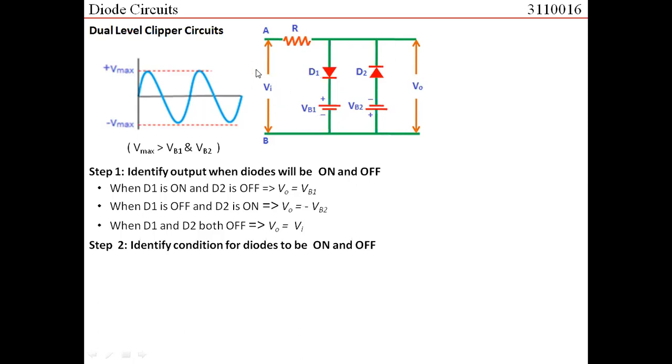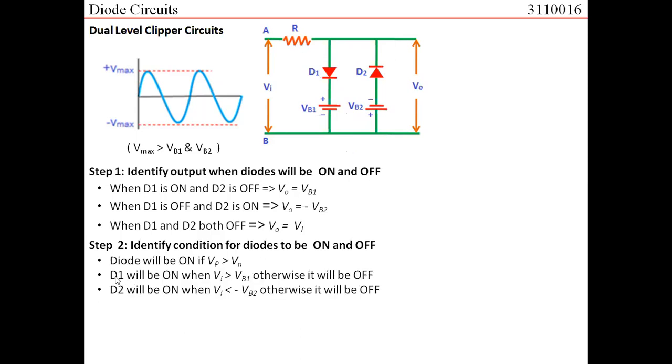Right? So when the input voltage is less than minus VB2, D2 would be on. Let us try to see this. D1 would be on when the input voltage is greater than VB1. This is my VB1, this is my input voltage. When the input voltage is greater than VB1, the voltage at P would be higher than the voltage at N, so diode 1 would be on. Otherwise, it would be off.